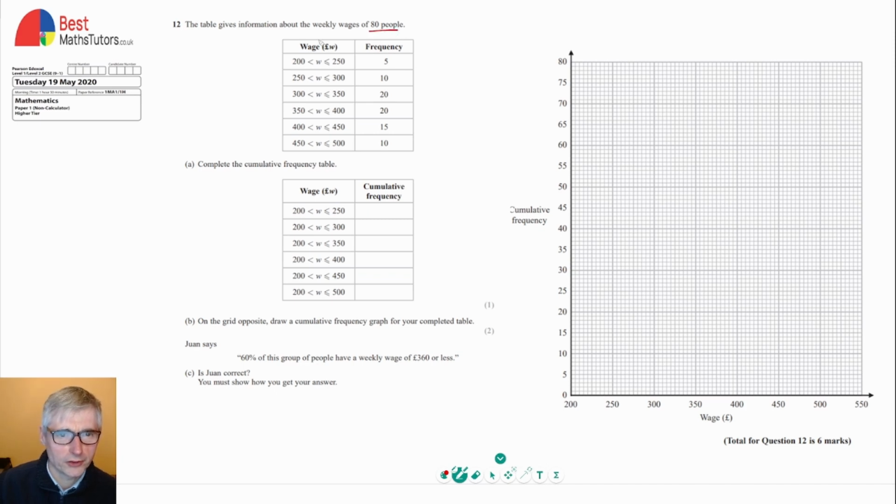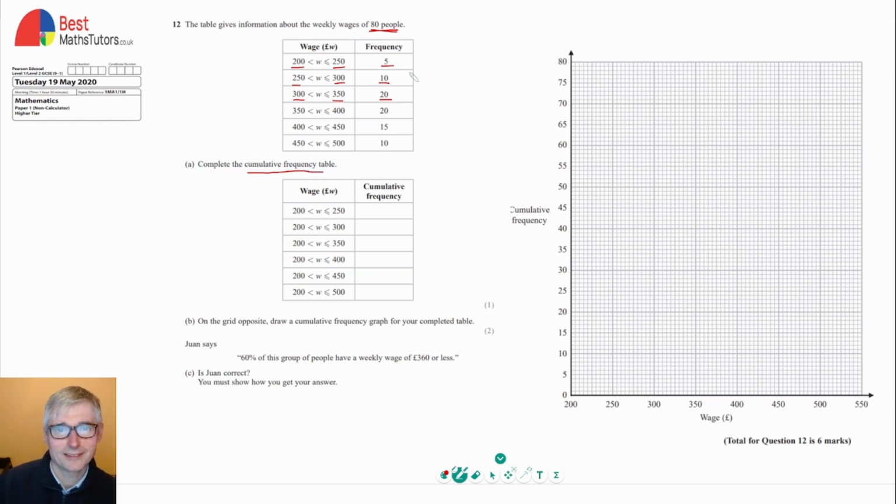And we can see we've got this frequency table here, which shows us that between £200 and £250 a week, we had a frequency of 5. Between £250 and £300 wages per week, we had a frequency of 10, etc. Between £300 and £350 was 20 people of the 80. And what we've got to do from this is complete a cumulative frequency table.